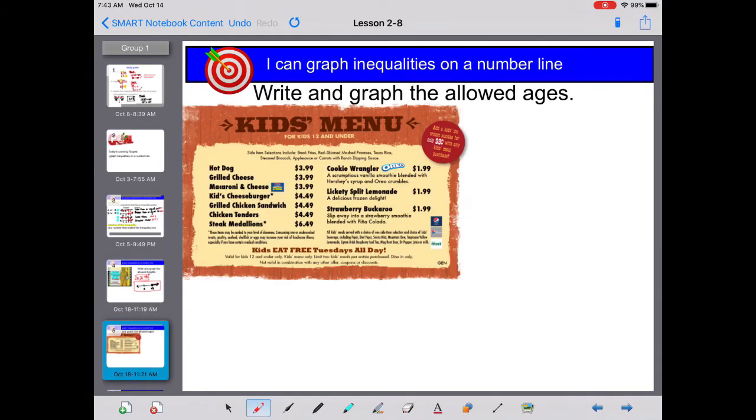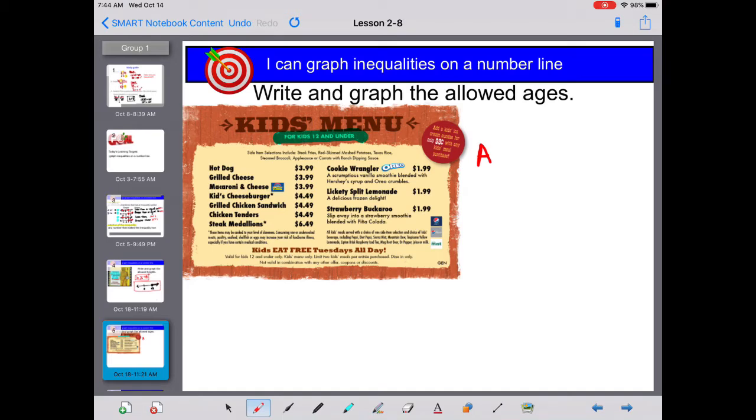Let's try another one. Lots of you have gone out to a restaurant, and you're getting to the age where some of you hate eating off of the kids' menu. So here's a kids' menu to a restaurant. Who is allowed to eat off of the kids' menu? Well, kids 12 and under. Let's use A to represent their ages, the ages of kids now 12 and under.